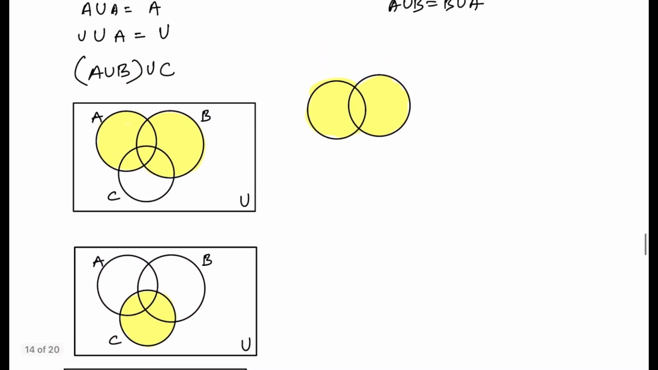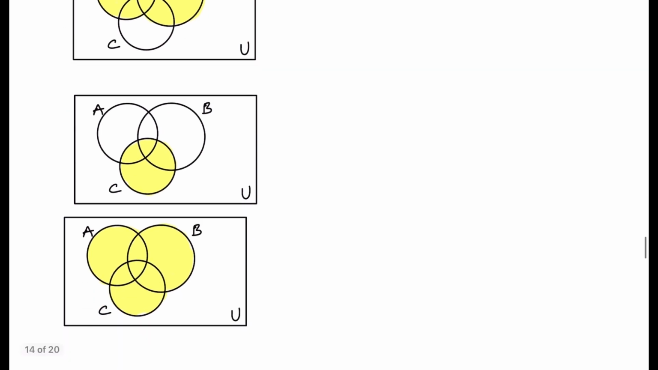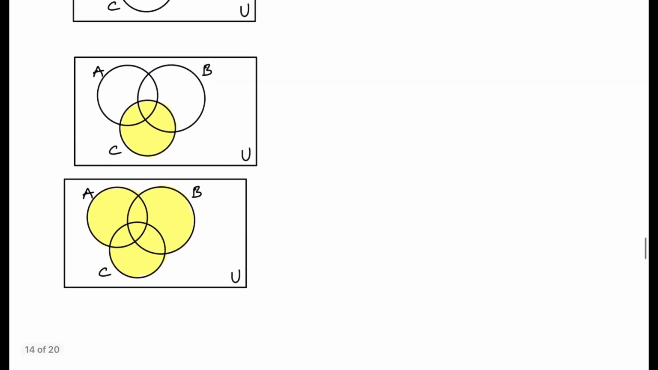So let me clarify again what I have done here. In the first diagram we have shaded the region for A union B. In the second diagram we have shaded the region for C. Then in between this set and this set there is a union. That means we have to shade the region for this as well as this. So we have basically combined A union B and C, so therefore this region is shaded now.